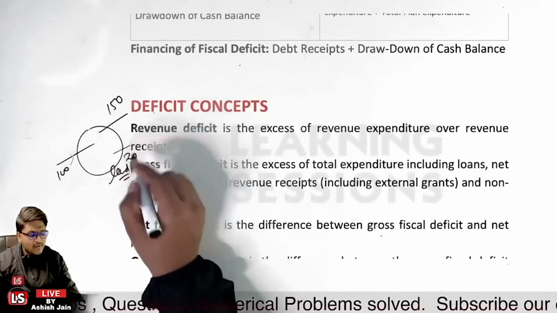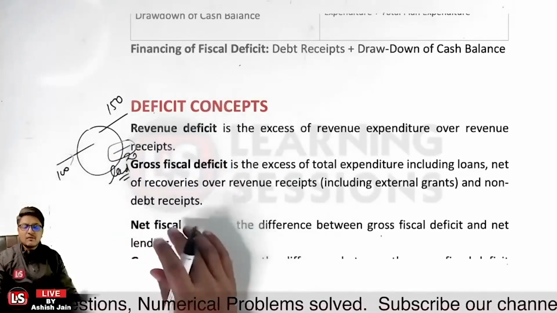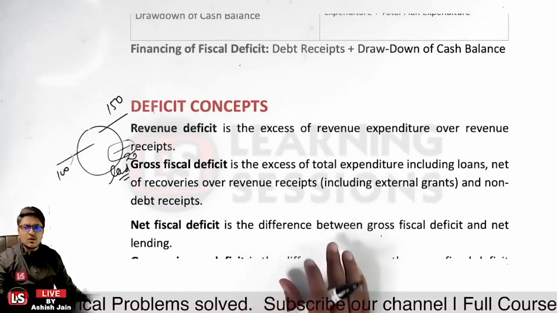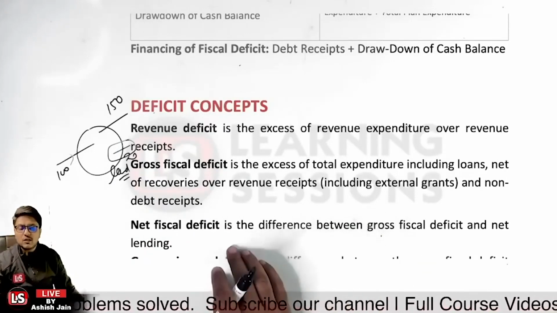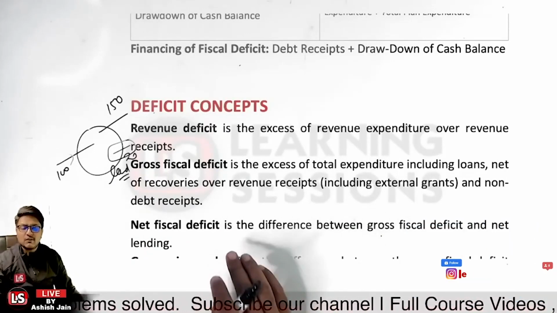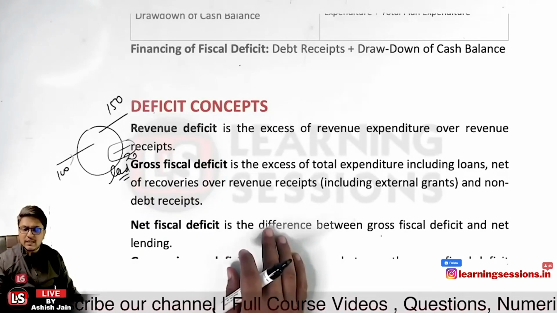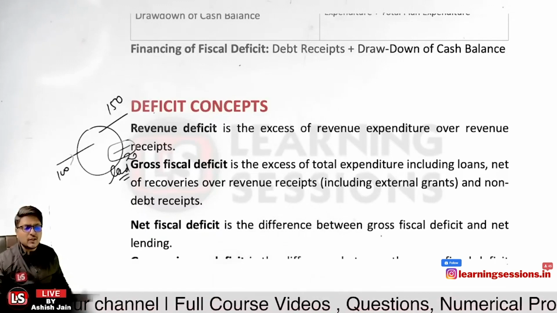But over here, we never considered the lending part. When we subtract the lending part from the gross fiscal deficit, that is, the amount that we have lent, that will give us the net fiscal deficit. That is how we can calculate the net fiscal deficit. Is that clear? Is that particular part clear over here?